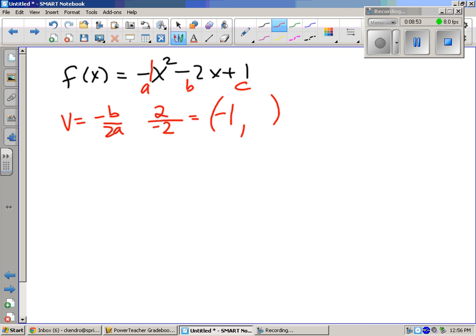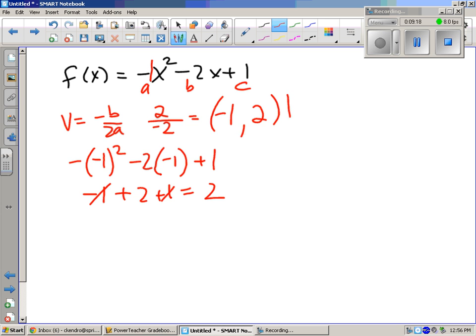So I'm going to just start that parentheses because I know it has to be a point. Then I'm going to take negative 1 and plug it back in for x because we just found it to be x. So I have negative 1 squared minus 2 times negative 1 plus 1. So negative 1 squared is 1, negative out front, then I have plus 2 plus 1. So these cancel, I am just 2. So negative 1, 2 is the vertex.